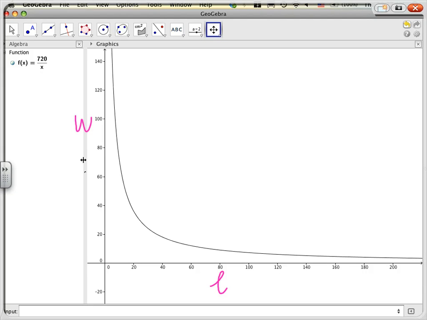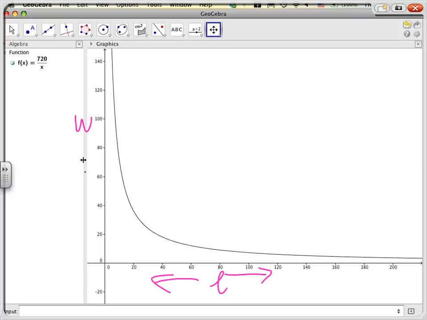So watch what happens. If I go this way, that means I increase the length. What's happening when I increase the length? Decrease. You see it's decreasing the width. Versus if I walk this way and decrease the length, what's happening to the width? It increases, and that's what you see in the chart. You see it? I hope you see that relationship. This is called an inverse relationship.